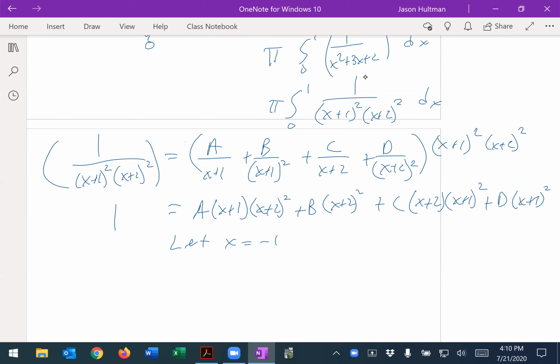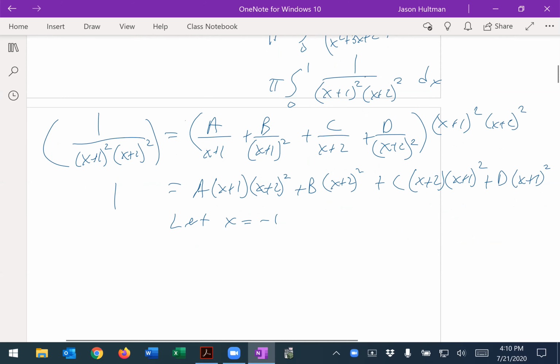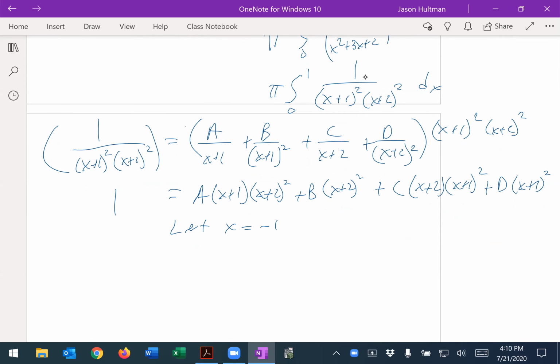Let x equal -1 here, and what goes away? Everything goes away except for b, right? And that's just going to be b is equal to 1 if I solve that. Now let's let x equal -2.